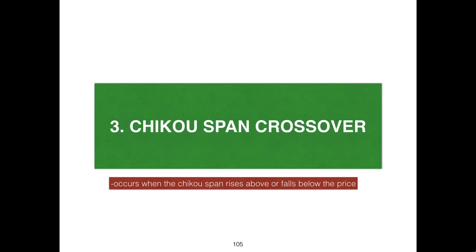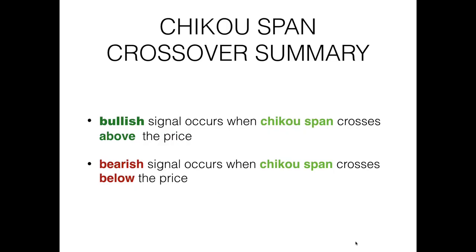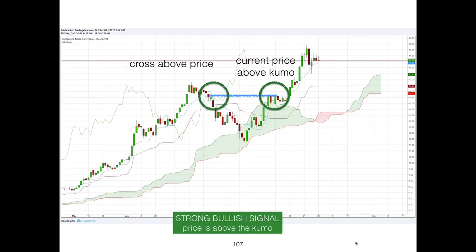Now let's talk about Chikou Span crossovers. It occurs when the Chikou Span rises above or falls below the price. A bullish signal occurs when the Chikou Span crosses above the price. A bearish signal occurs when the Chikou Span crosses below the price. A strong bullish signal happens if the Chikou Span crosses above the price while the current price is above the Kumo. IMI shows that strong bullish signal. Strong signals give you a higher likelihood of a successful breakout because there's no Kumo stopping the price.